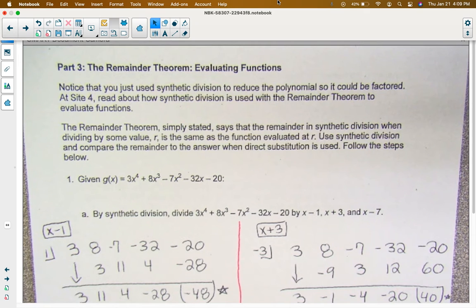All right, we have reached part 3. So the first couple of parts dealt with the factor theorem. Now we're going to talk about the remainder theorem and evaluating functions. So let's read through and see what our directions say.